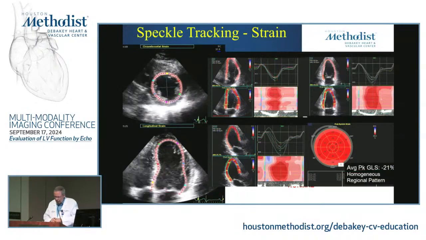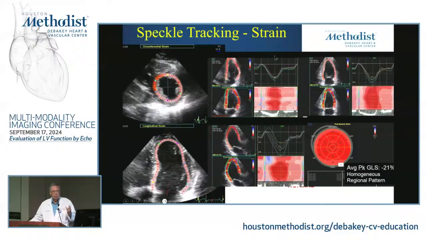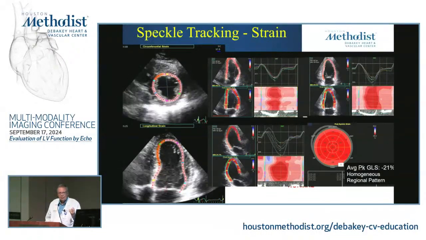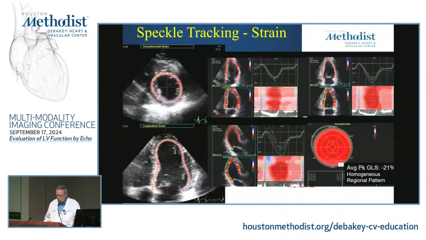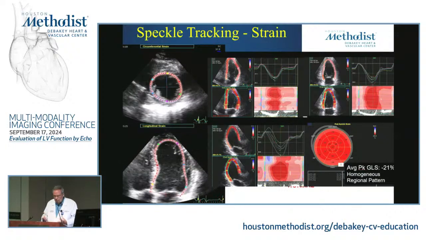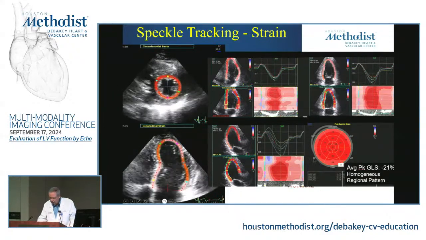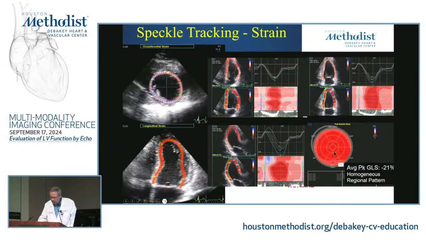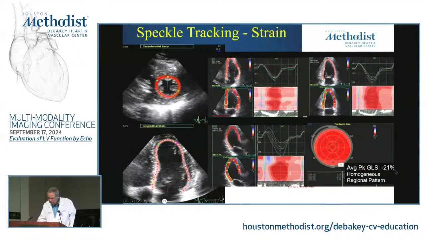All right. Now, because you make all these measurements in 3 views, apical long axis, apical 4-chamber, apical 2-chamber, all of this gets incorporated into the 17 segment model, and you get this nice bullseye with the values for each of those segments, and the average is for the entire heart. So in this case, the average is 21%.